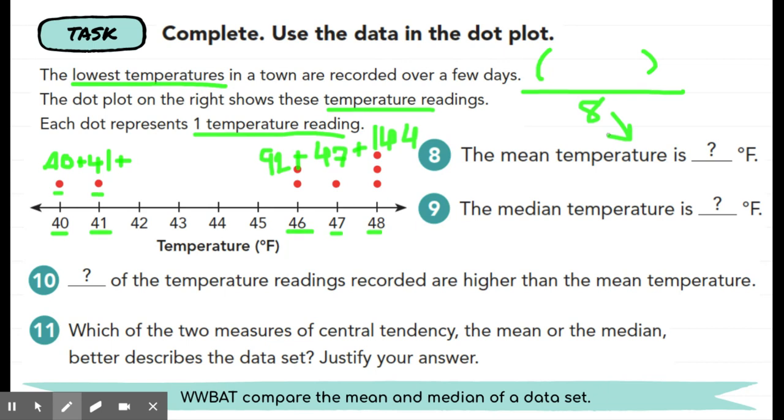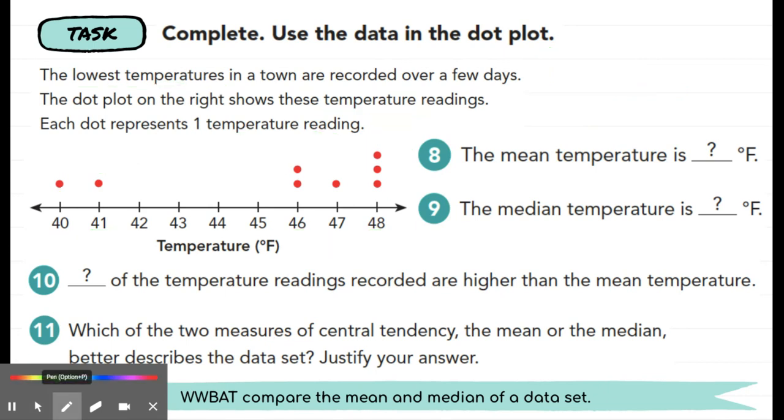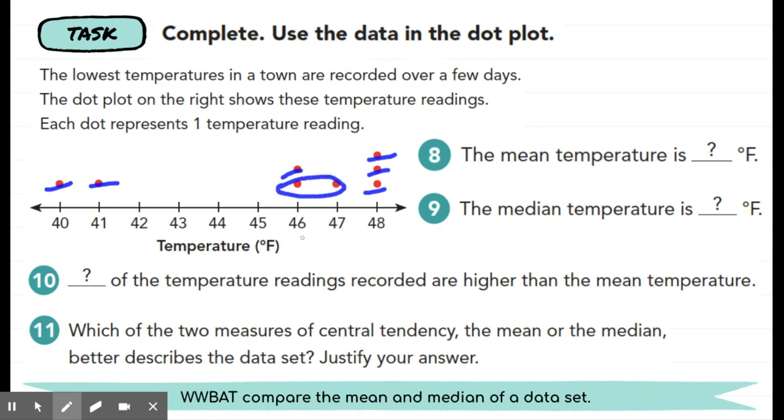And then to find the median temperature, what you're going to do is cross off one by one from least to greatest until you find the number in the middle, and you can add them up and then divide by 2. You will get the median temperature. Now, once you find the mean temperature, mark a point on the number line and ask yourself how many of the temperature readings recorded are higher than the mean temperature. So for the number of readings, you can count the dots of any values that are higher than the mean.